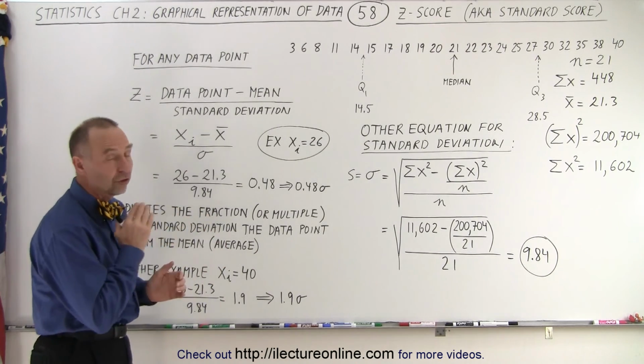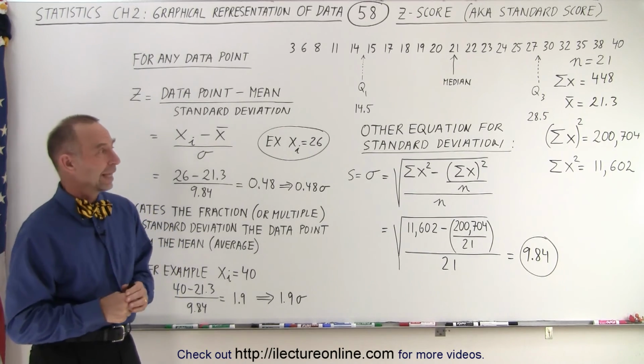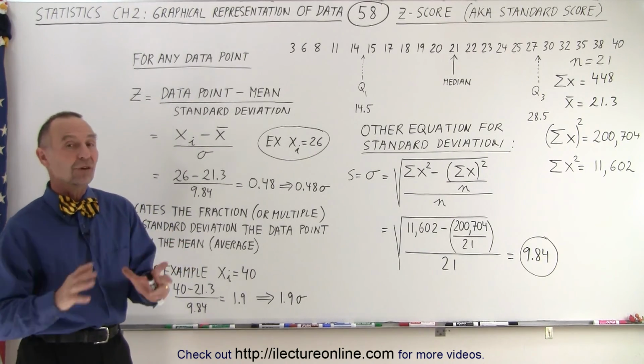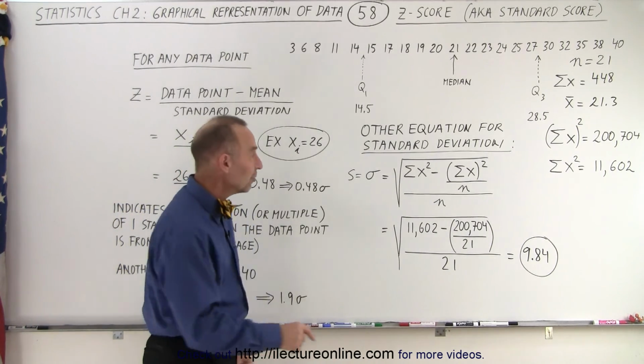Here are some very important things regarding the standard deviation. It's called the z-score. It's also called the standard score. And on top of that, we have another interesting equation to find the standard deviation. Sometimes this makes it a little bit easier.